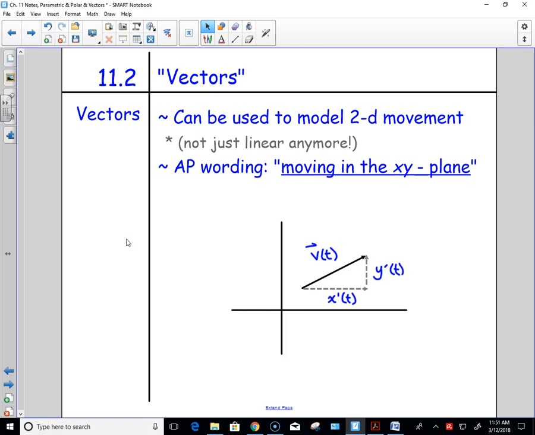The nice thing is, kiddo, section 11.2 will not be due until Wednesday. Definitely not tomorrow. Wednesday, actually maybe Thursday, to be honest. Thursday.